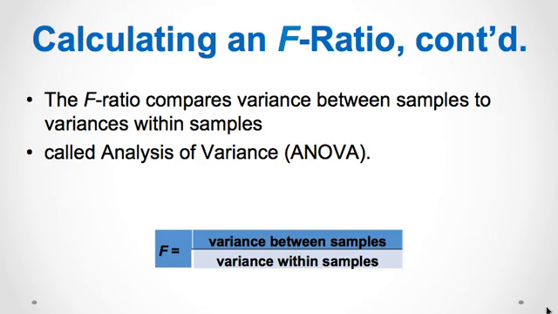The F statistic compares variance between samples to variances within samples. This is known as analysis of variance. More on this in Chapter 12.